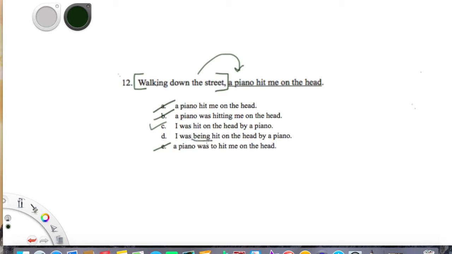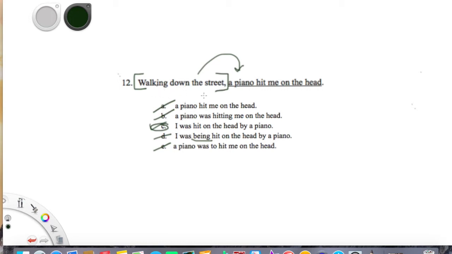Again, remember these ing constructions are problematic on the SAT. An ing is not a good verb for the main verb in a sentence. It delays the action and makes us think there's another verb coming. So let's get rid of the one with the ing and let's circle the one right here with the correct verb hit. And most importantly, we've corrected this modifying phrase so that walking down the street is correctly referring to the subject of the sentence.